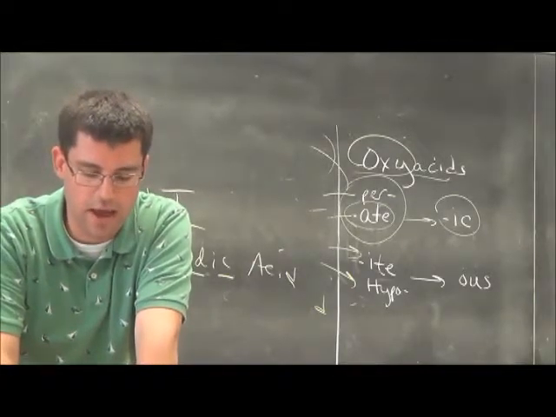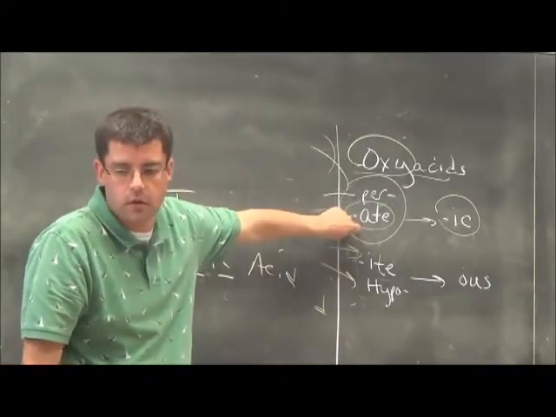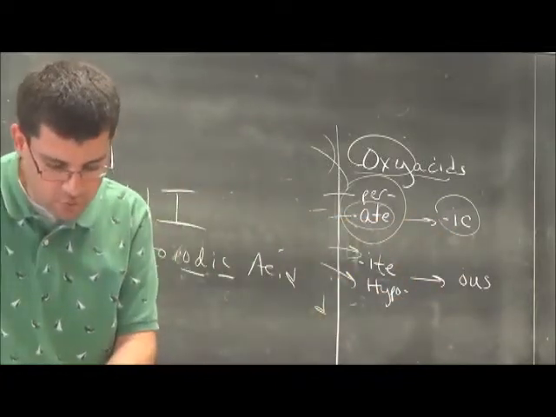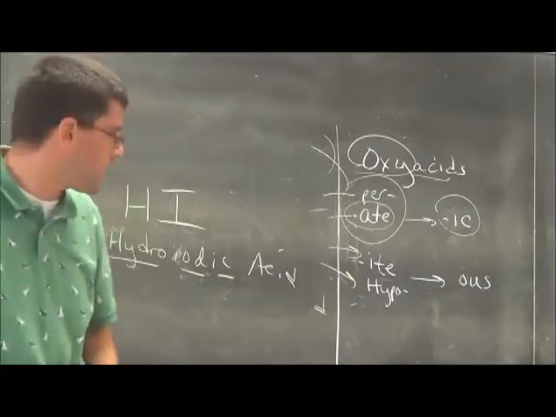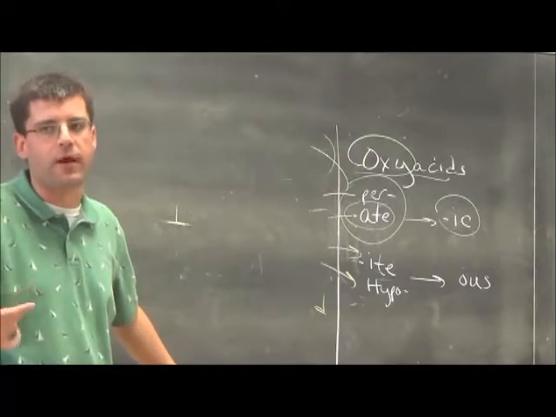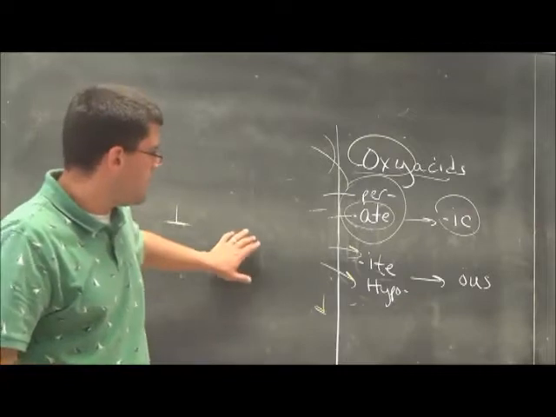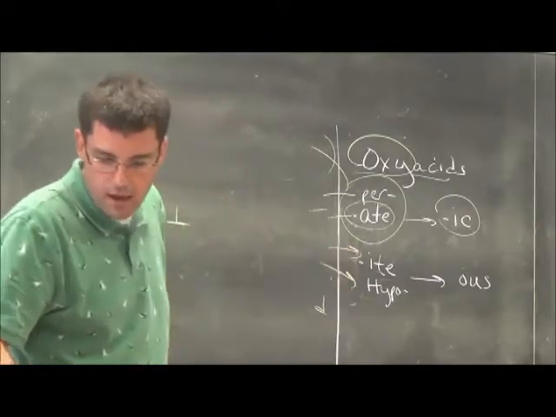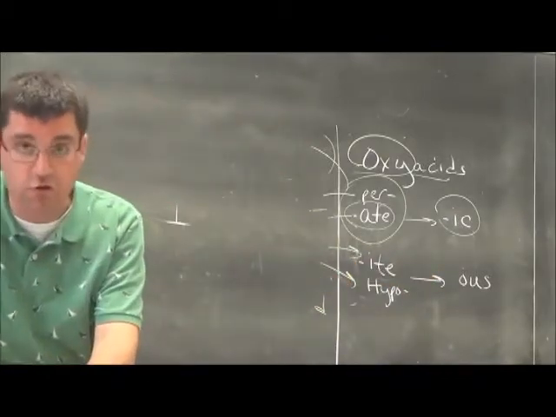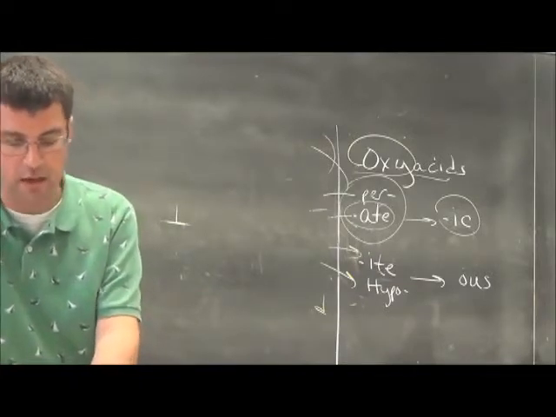H2SO4. Look at the polyatomic ion. It's SO4 2 minus, sulfate. Sulfuric acid. Okay? Next one. NO2 is the polyatomic ion. It's nitrite. And again, see what's so cool? If you memorize these, you put in the effort, look at what you can do. It's all about effort. Nitrite, ITE ending, so we're going to have an OUS ending. Nitrous acid.